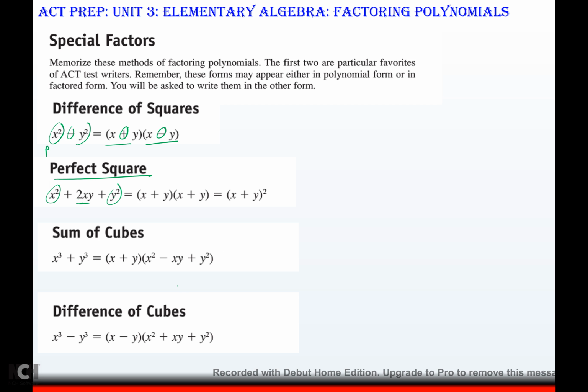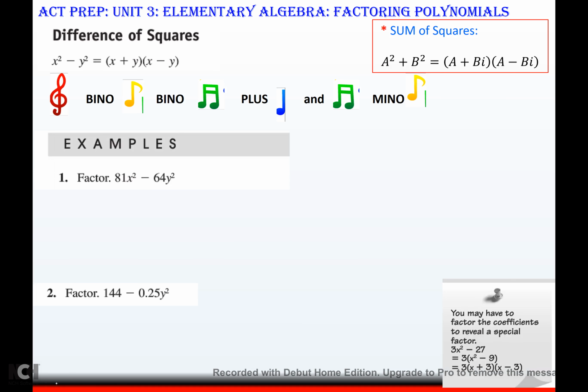Okay, sum of cubes, bino, trino, plus, minus, plus. Difference of cubes, bino, trino, minus, plus, plus. Those are the little sayings to help you remember these special factors. These are two particular favorites. Memorizing these methods is going to save you a lot. Not so much the perfect squares, but.